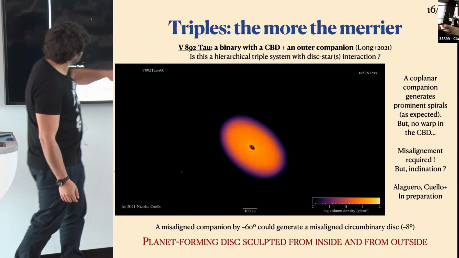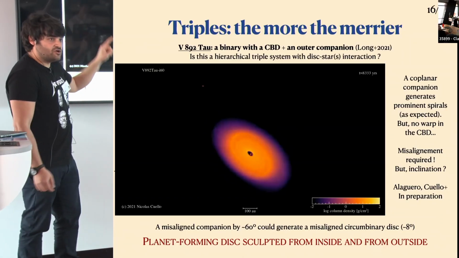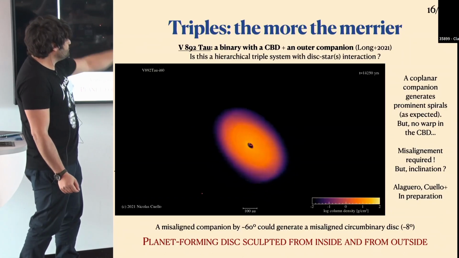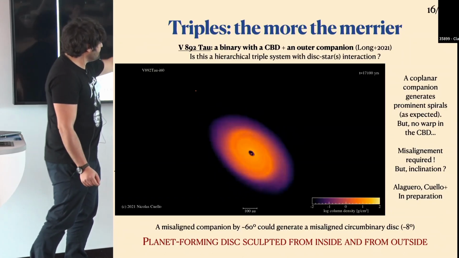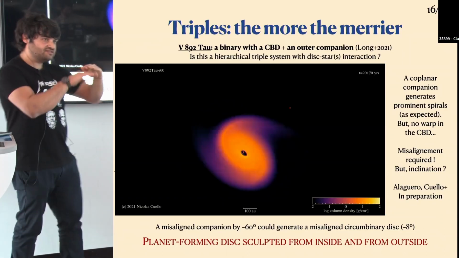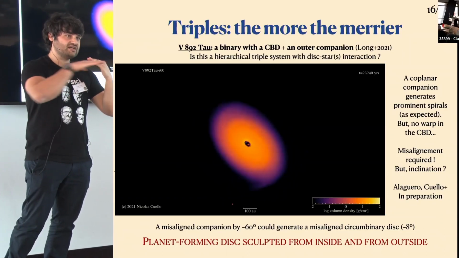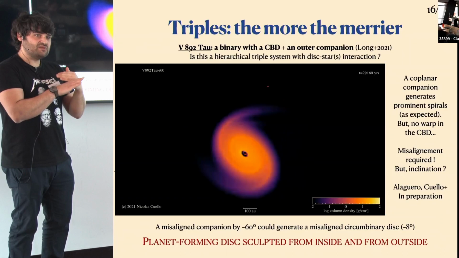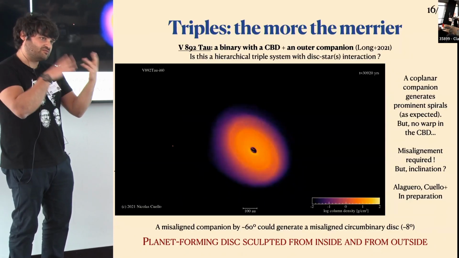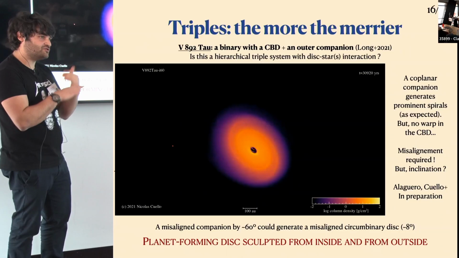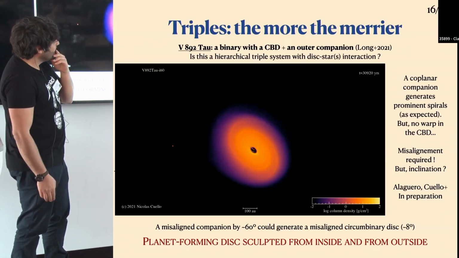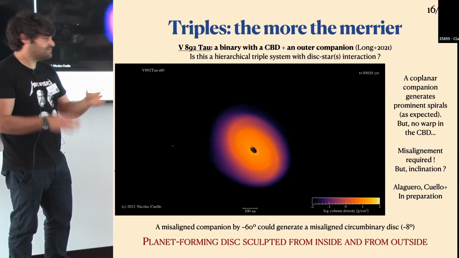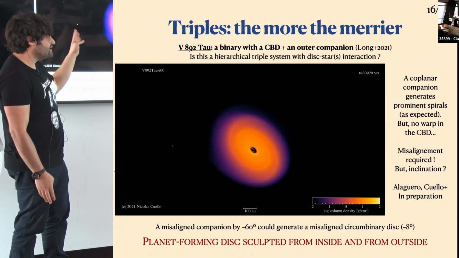We have an inner binary here, and an outer companion, which is in agreement with what we know from observations. And you see that the periodic perturbation of this companion triggers some spirals here. But most importantly, the fact that this outer companion is misaligned with respect to the circumbinary inner plane means that you naturally drive a warp, a misalignment of the circumbinary disk. This was proposed, or observed at the edge of what you can observe, in Long's paper. And here we see that misalignment is required, because if you put everything coplanar, you don't drive that warp. So we can firmly say that this is very likely misaligned.